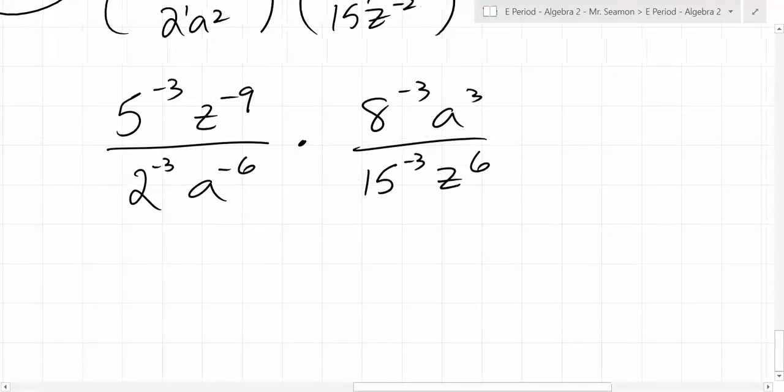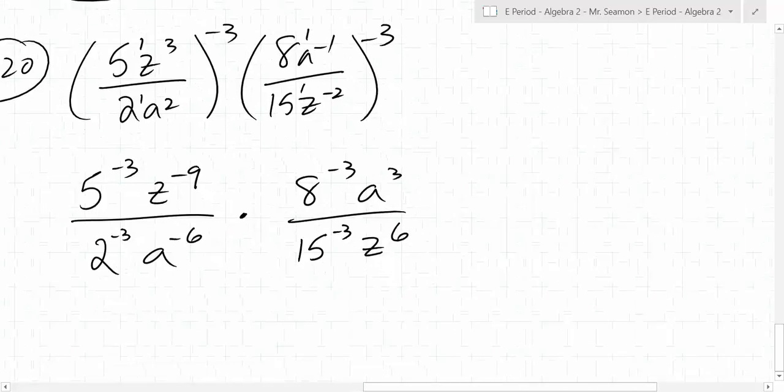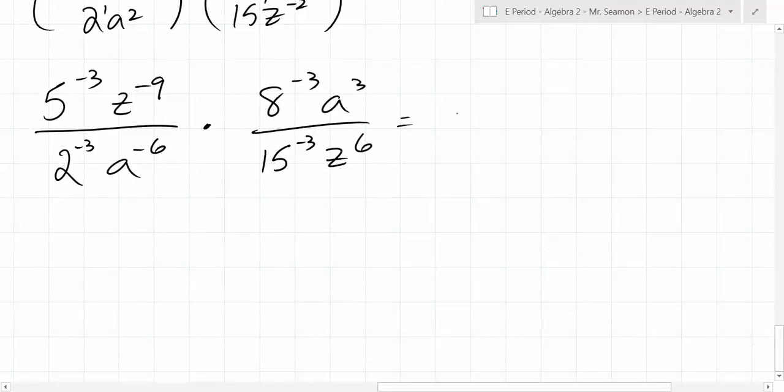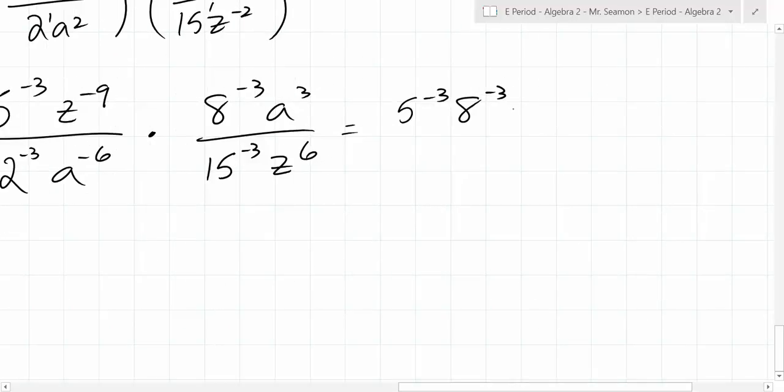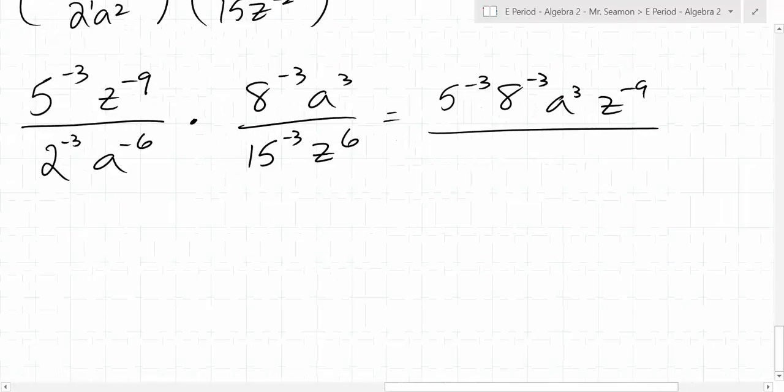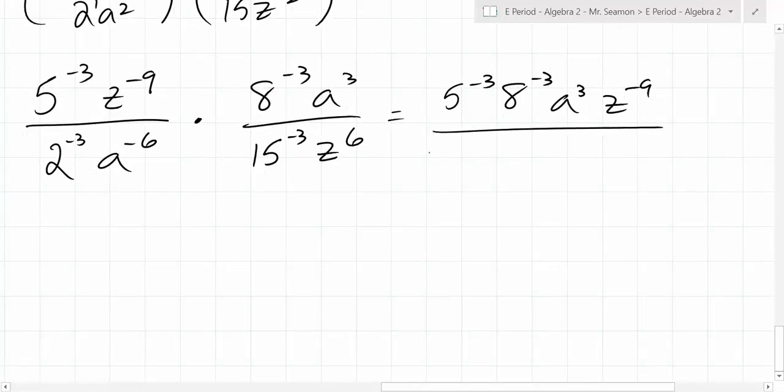So what are the numeric coefficients that are left on top? There's 5 to the negative 3 and what else? Z to the negative 9. 8 to the numeric numbers. And then Z to the... And do I like to put Z first? No, I like A first. Why? Alphabetical order, yeah. And then what does the bottom become? 2 to the negative 3, 15 to the negative 3.